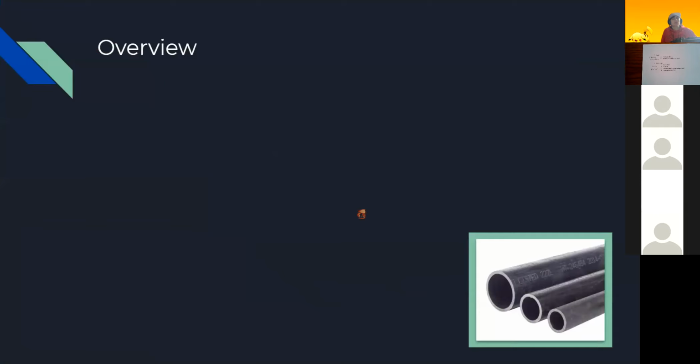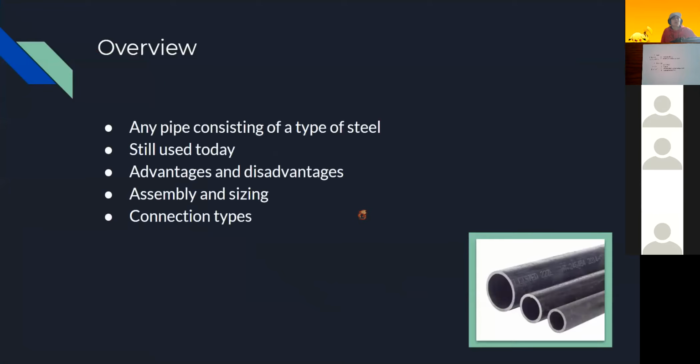So a quick overview. Steel pipes are any pipes consisting of a steel alloy. They are still used today, and we will go over their advantages and disadvantages, and we will also cover the assembly, sizing process, and the connection type.